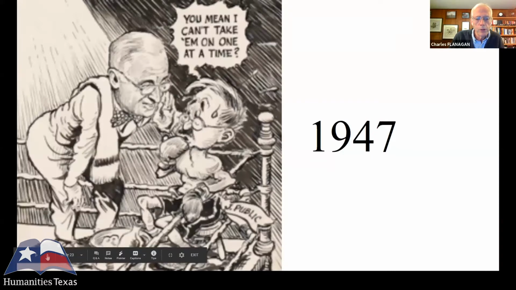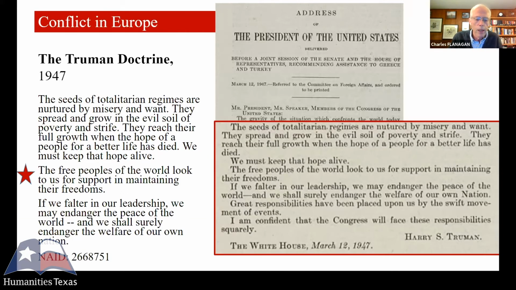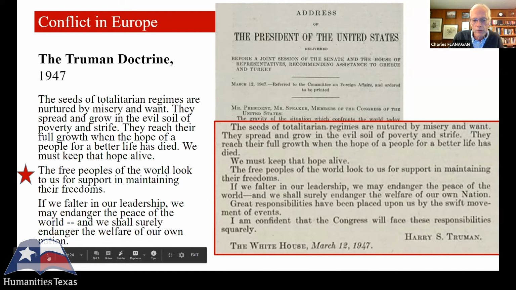And so the next year, the US will respond with a speech from President Truman, which is a real critical foundation of foreign policy going forward. It's called the Truman Doctrine. And the one paragraph we'll take a moment and look at is the one with the red star next to it. Truman said, "The free peoples of the world look to us for support in maintaining their freedoms. If we falter in our leadership, we may endanger the peace of the world. We shall surely endanger the welfare of our own nation." We don't have the luxury of going back to the isolation that we took on after World War I. Truman says, we're engaged in this business of maintaining democracy and freedom around the world, really, whether we like it or not.